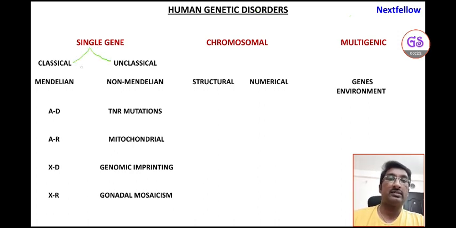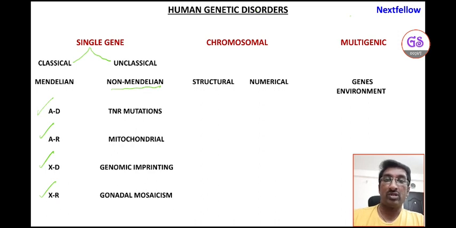Why they are called as classical? Because they follow the classical Mendelian inheritance pattern, whereas if they do not follow the classical Mendelian inheritance pattern, they are called as unclassical or non-Mendelian disorders. Under the classical or Mendelian inheritance pattern disorders, we have autosomal dominant, autosomal recessive, X-linked dominant and X-linked recessive, and the fifth one is Hollandric or Y-linked inheritance, which is very rare.